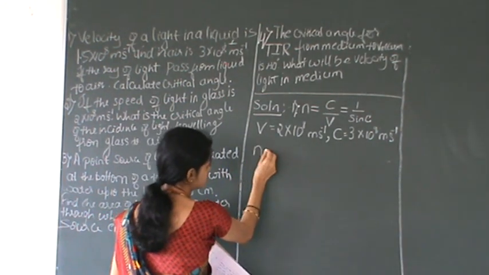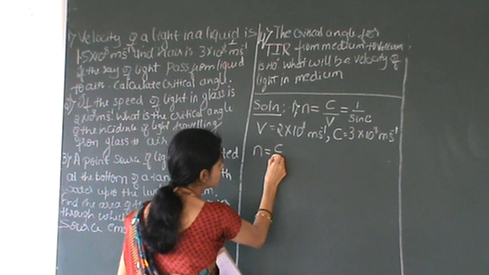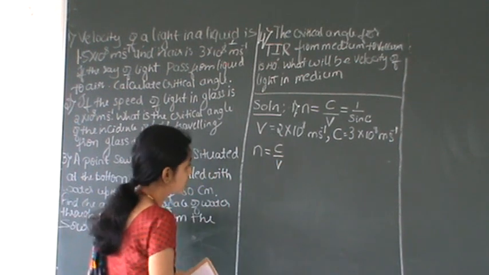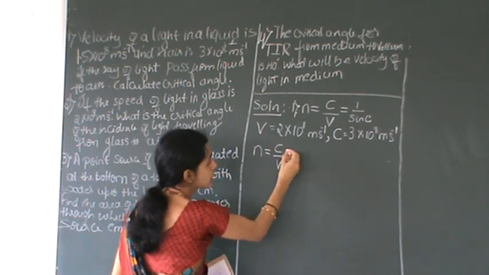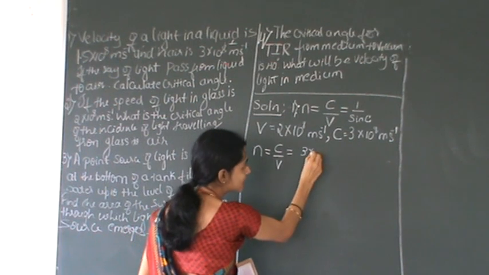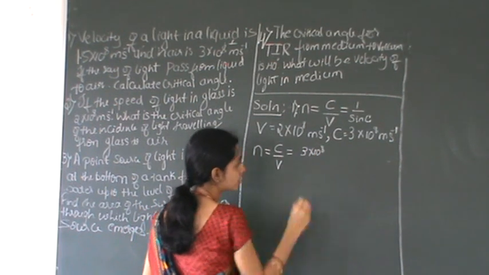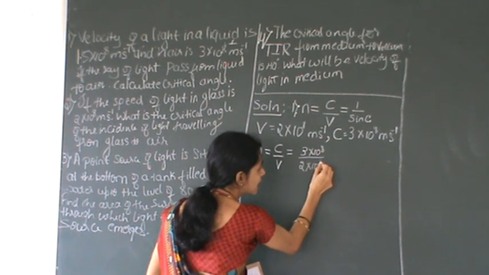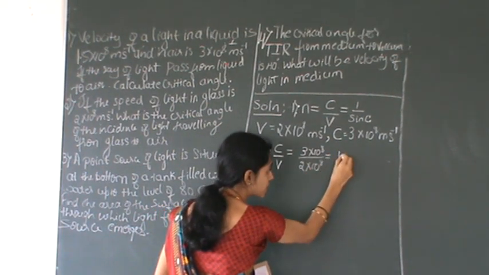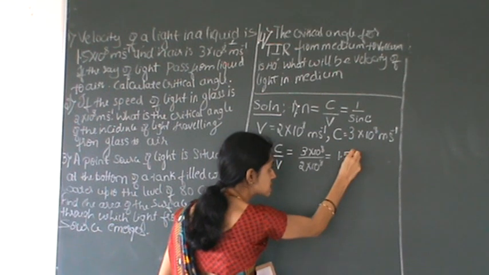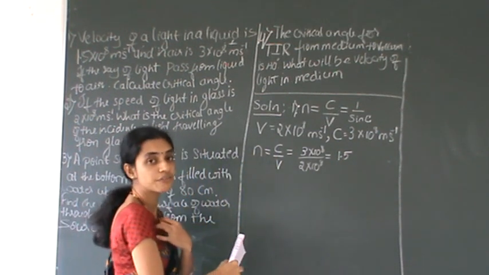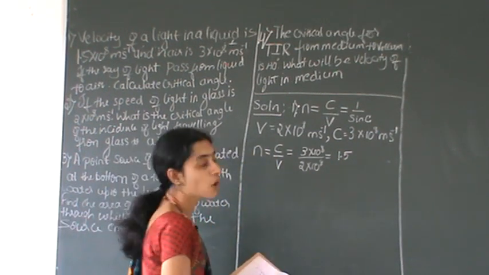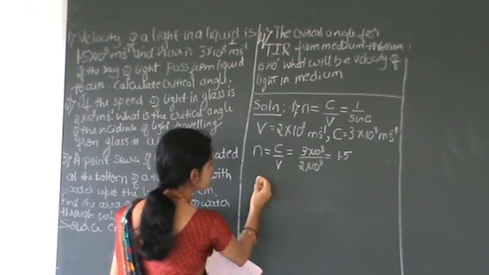If I use the relation n is equal to c by v, the c value is 3 into 10 raised to 8 upon 2 into 10 raised to 8. After simplification, how much will I get? That is 1.5. Okay, n is equal to 1.5.